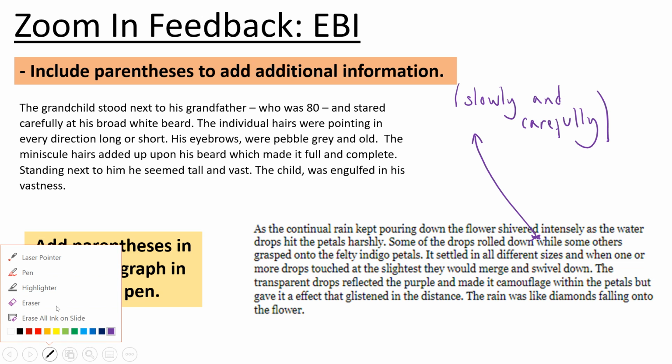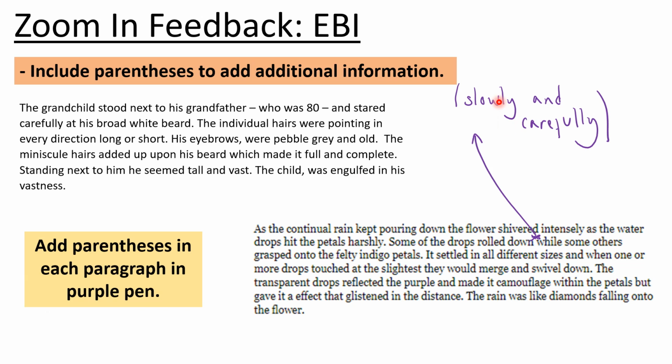So by adding that parentheses, I've added some additional information about how the water drops rolled down, and I've also added some different punctuation in the brackets. Now it's your turn. I would like you to go through each of your paragraphs and add in parentheses in Purple Pen. You can add additional information, or you can change some of the punctuation that you already have to add brackets or dashes. Pause the video and add parentheses in each of your paragraphs in Purple Pen now, please.